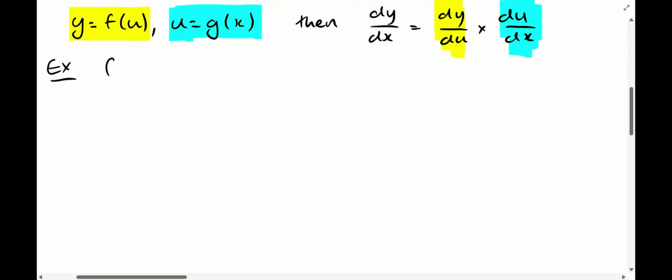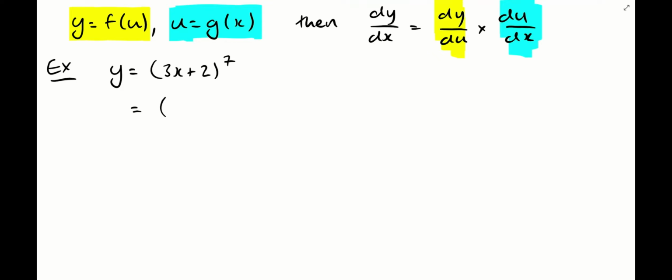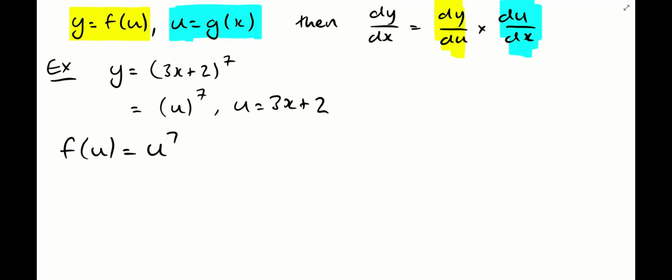And our example, let's say that y is equal to 3x plus 2 all to the power of 7. So what we had with our function up the top there just before. Well, we need to rewrite this 3x plus 2 to the power of 7 as a function of u, where u is actually a function of x. So if I said that this was equal to u to the power of 7, where u is equal to 3x plus 2, then we have f of u being our u to the power of 7, and our g of x is equal to 3x plus 2.